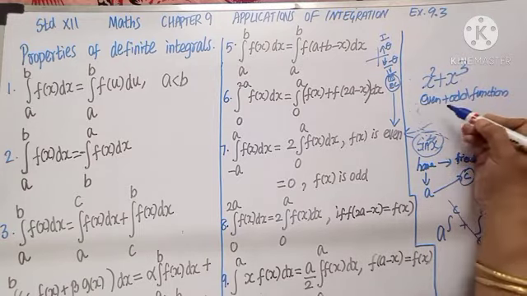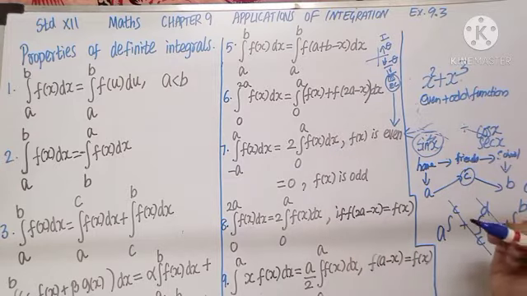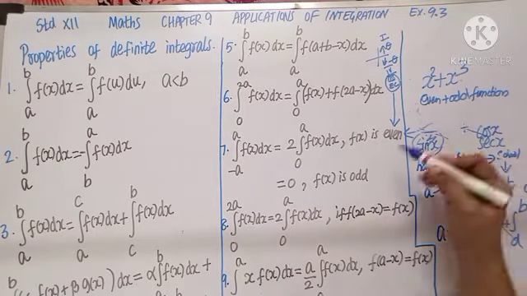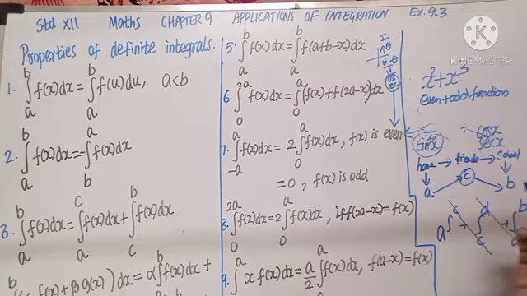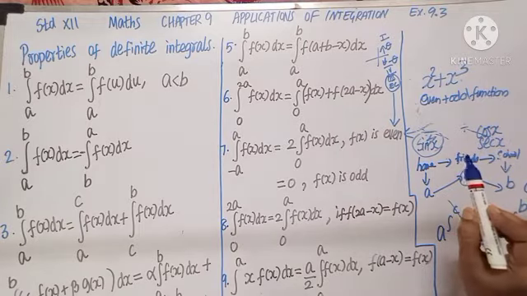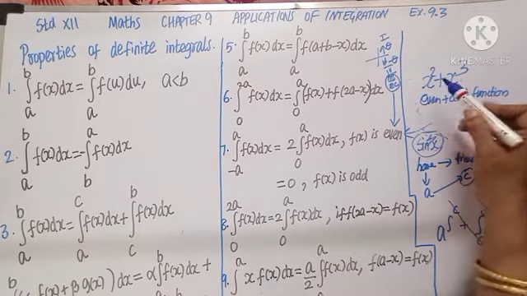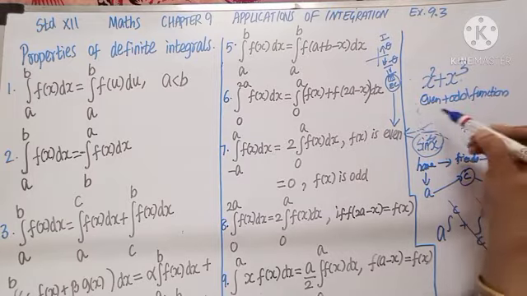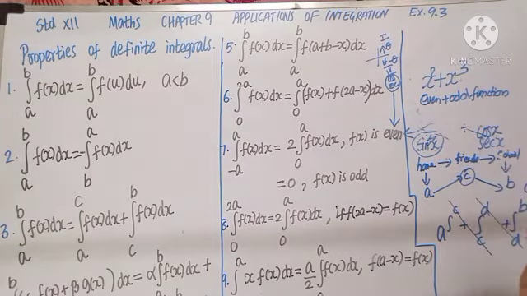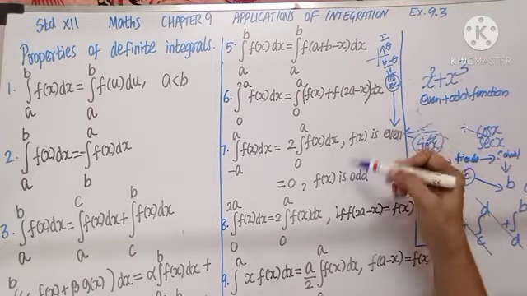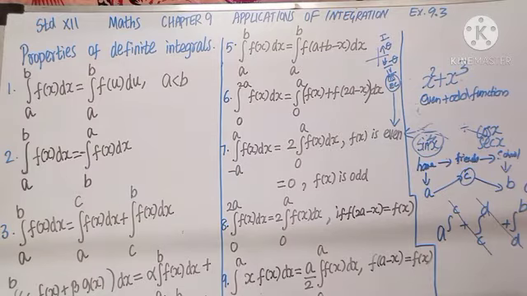Fully even, I can use this idea. If it is fully odd, I can use this idea. There are functions that are partly even and partly odd. When I add both, I will declare such functions are neither even nor odd. I cannot use either of the properties.